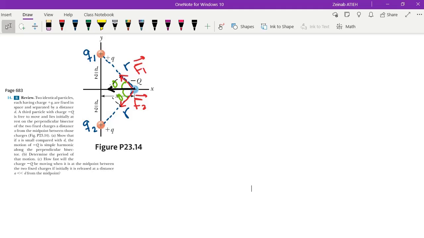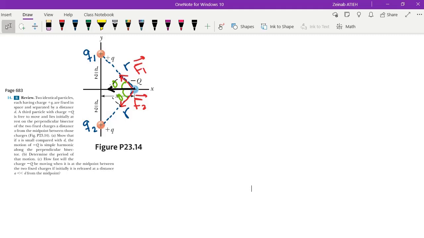I will start with problem 14. Two identical particles, each having charge plus q, are fixed in space and separated by a distance d. A third particle with charge minus q is free to move and lies initially at rest on the perpendicular bisector of the two fixed charges, a distance x from the midpoint between those charges. As you can see, I've called the upper charge q1, the lower charge q2.